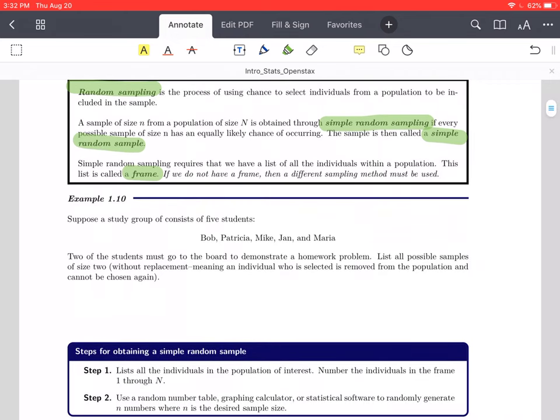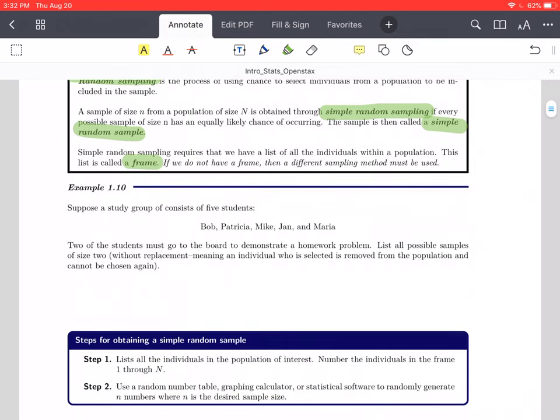Suppose a study group consists of 5 students: Bob, Patricia, Mike, Jan, and Maria. Two of the students must go to the board to demonstrate a homework problem. List all possible samples of size 2 without replacement, meaning an individual who is selected is removed from the population and cannot be chosen again. So I've got 5 students, and I want 2 of them to go up to the board. I need to find out how many different ways I could pick 2 people to do this task. Without replacement means if I pick Bob to go up to the board, the second student can't also be Bob.